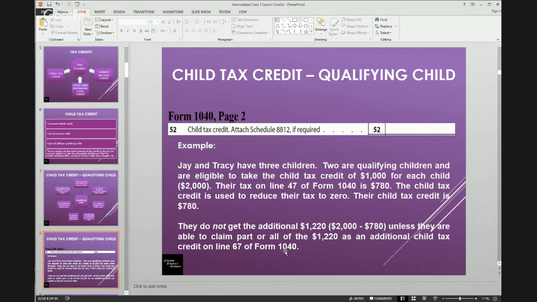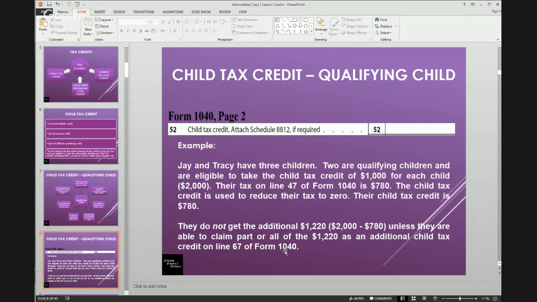The qualifying child tax credit shows here on line 52. And I'm going to give you an example. We have Jay and Tracy, and they have 3 children. 2 are qualifying children and are eligible to take the child tax credit of $1,000 for each child, or a total of $2,000. Their tax liability, which appears on line 47 of their return, is $780.